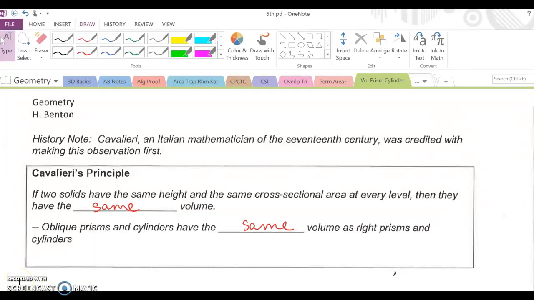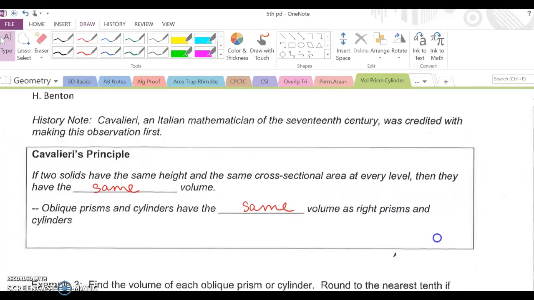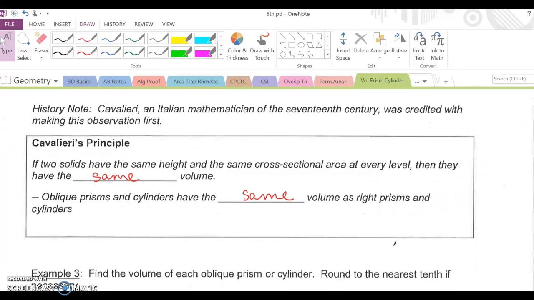Okay, so hopefully you just finished the penny investigation, or watching me do the penny investigation. What Cavalieri's Principle says is that as long as your two shapes, be them slanty or be straight up, be them what we call right, as long as they have the same height and the same area at each horizontal cross section, then they're going to have the same volume. And this is named after our friend Cavalieri, the Italian mathematician.